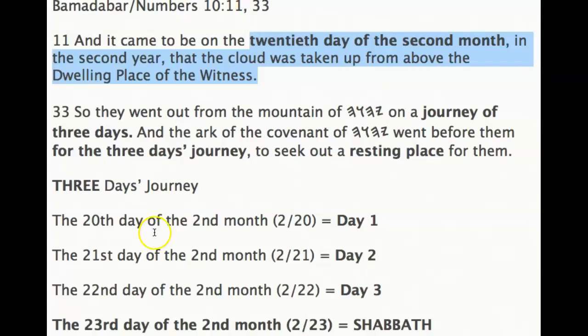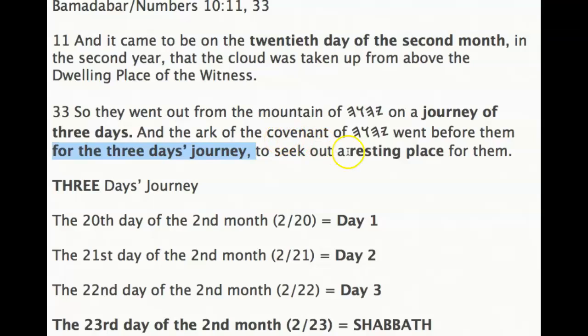So when we look at these dates in particular in this account in Numbers chapter 10, we see that it was a 3 day journey. Day one was on the 20th day of the second month, 2/20, as it says right here in verse 11. The 21st day of the second month, or 2/21, was then day two. And the 22nd day of the second month was day three. And we see in verse 33 that it was a 3 day journey.